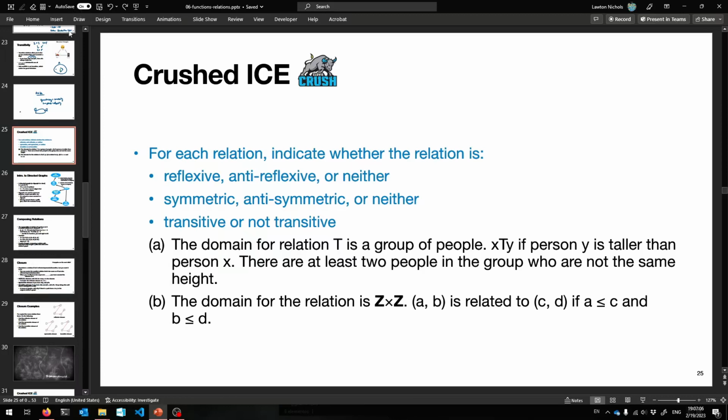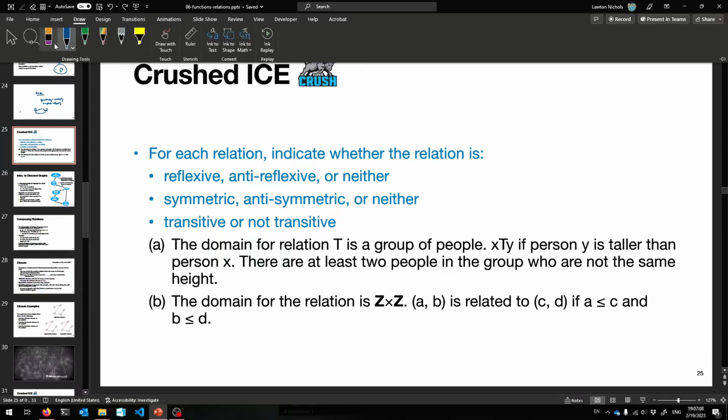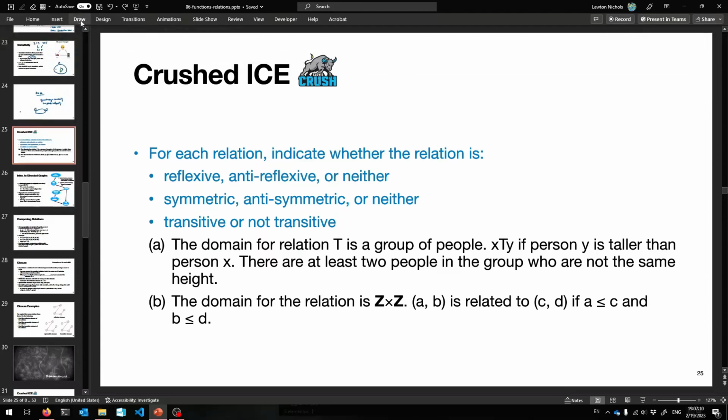Okay, so for the first one, for relation A, the relation is called T. It's a group of people, or relating people to themselves. So X and Y are related in that order under T if person Y is taller than person X. So there's like a less than relationship going on. And you can assume that there are at least two people in the group who are not the same height. Okay, interesting. So first of all, the question is, is this a reflexive relation?